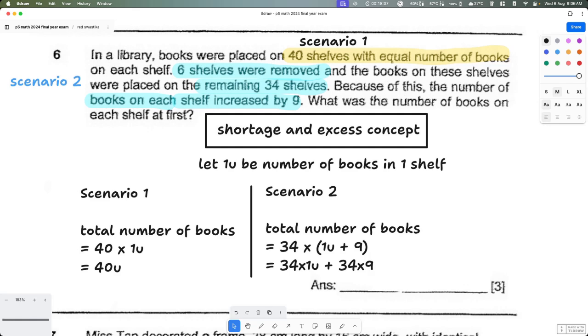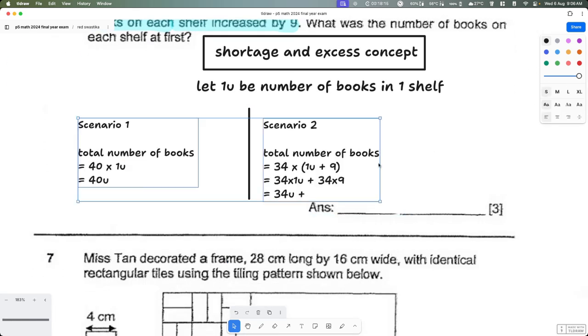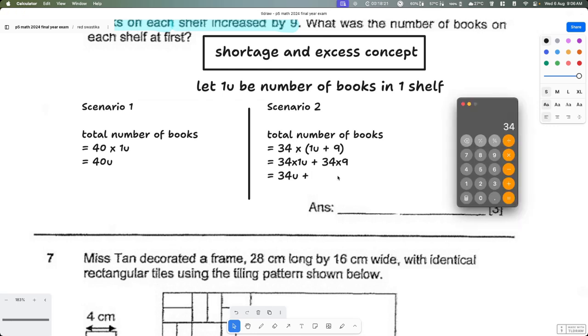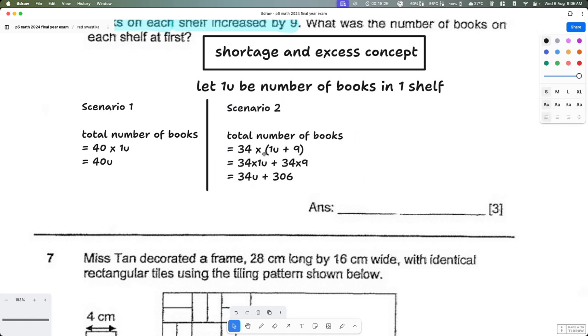Okay, so what will this become? 34 units plus, let me make this smaller a bit because it's taking a lot of space. So let's see, what's 34 times 9? This will become 306. So scenario 1 is this, scenario 2 is this.